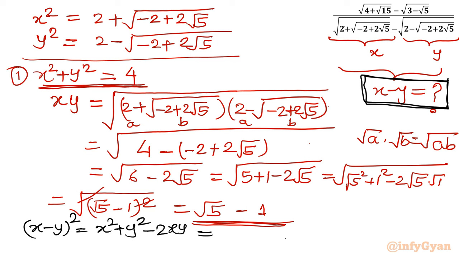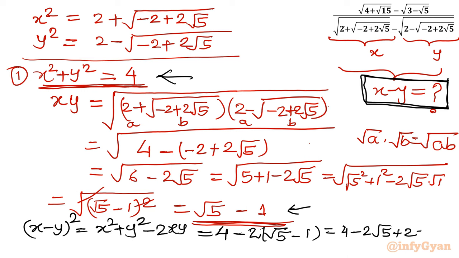Okay, let's put the values. X square plus y square is 4, minus twice of xy. What is xy? This is xy. So I will write 2 times root 5 minus 1. Is that okay? Now see what will come out. Let me expand: 4 minus 2 root 5 plus 2. So it will become 6 minus 2 root 5.